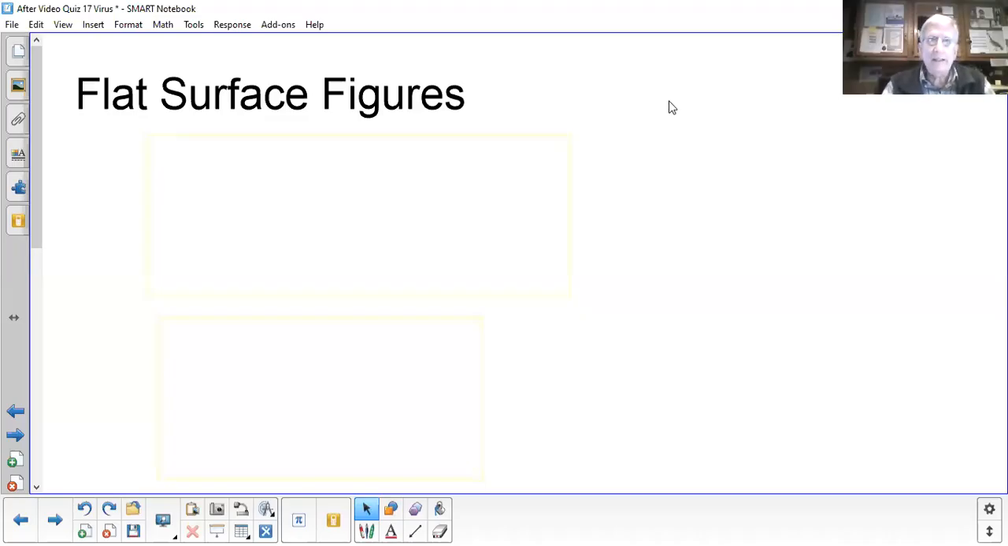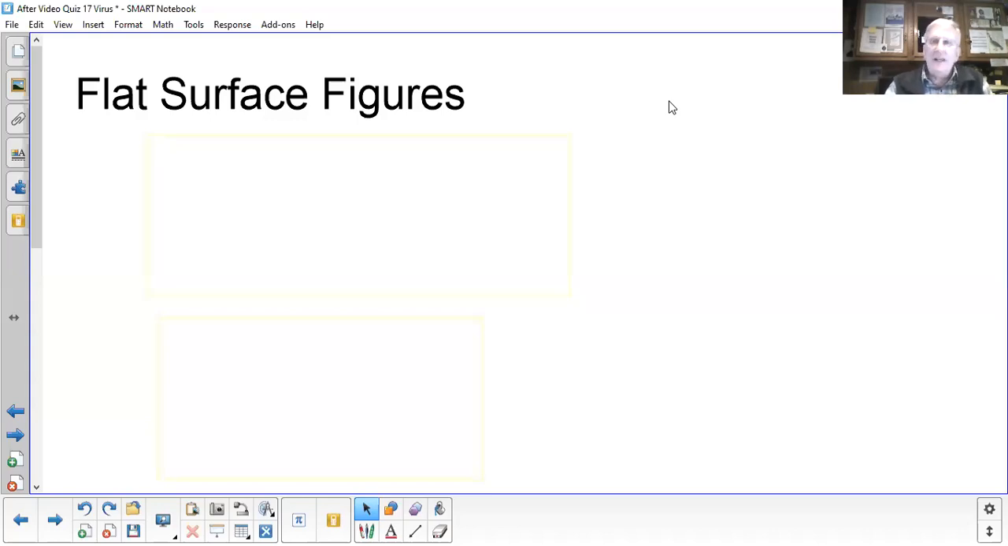Well, welcome back. We're going to take a look at some material that involves flat surface figures from geometry, which help us better understand why bridges maybe vibrate and also understand why railroad rails are the way they are. So we're going to do a little introduction to flat surface figures right now. So here we go. All right.